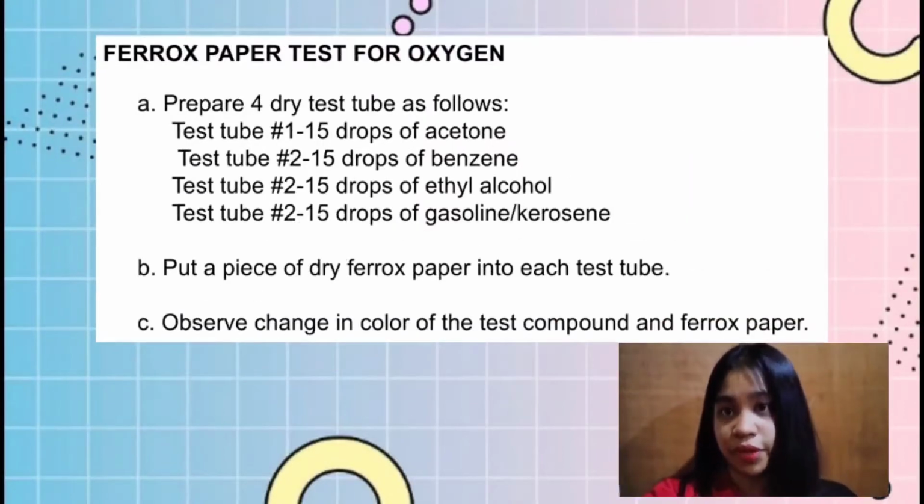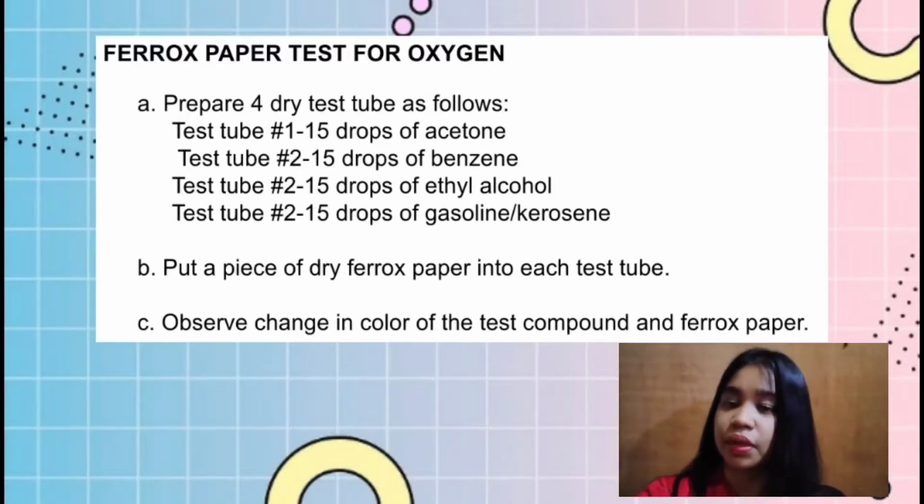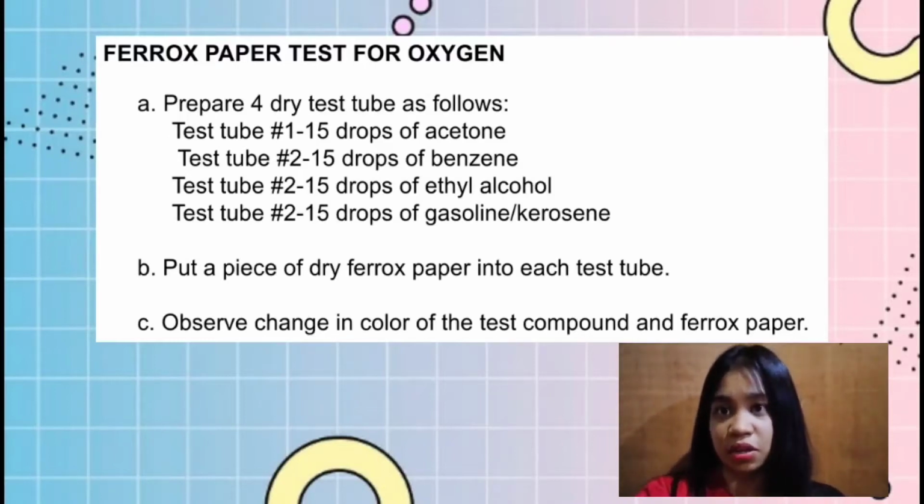Number 2. Ferrox paper test for oxygen. Letter A. Prepare 4 dry test tubes as follows. Test tube number 1, 15 drops of acetone. Test tube number 2, 15 drops of benzene. Test tube number 3, 15 drops of ethyl alcohol. Test tube number 4, 15 drops of gasoline. Letter B. Put a piece of dry Ferrox paper into each test tube. Letter C. Observe the change in color of the test compound and Ferrox paper.